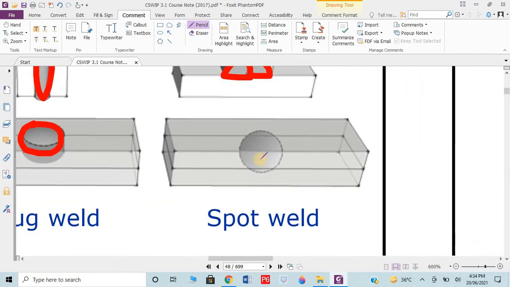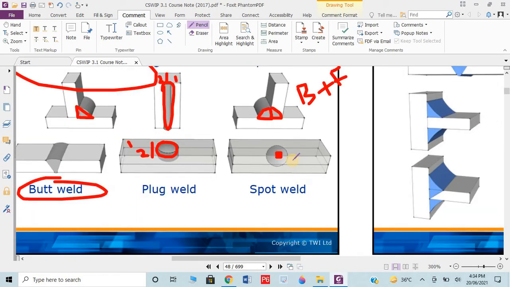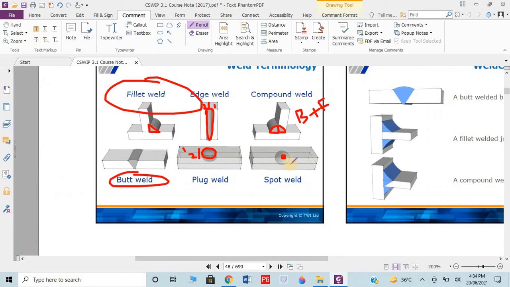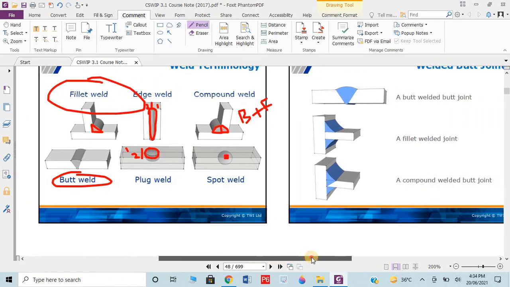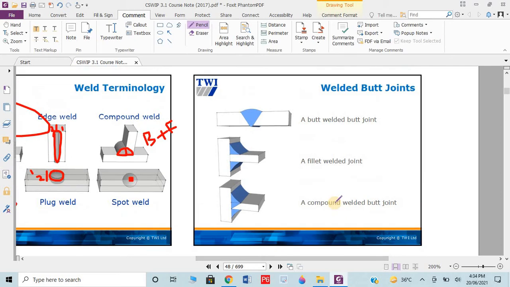Then we have spot welding. Spot welding is just a spot, and it's normally done with brazing. If you use water jugs at home, the handle of the water jug is normally done with spot welding. Please observe it at your home as well.